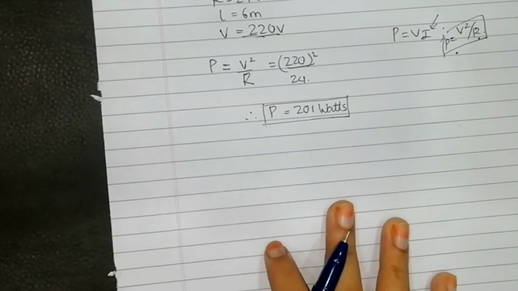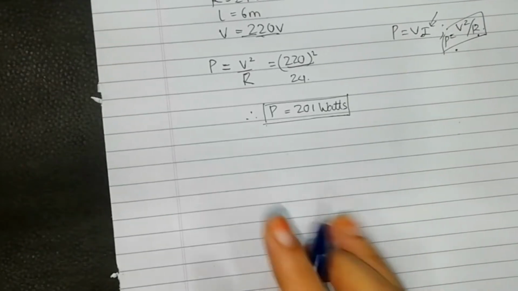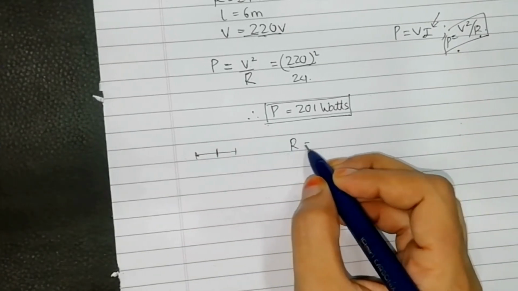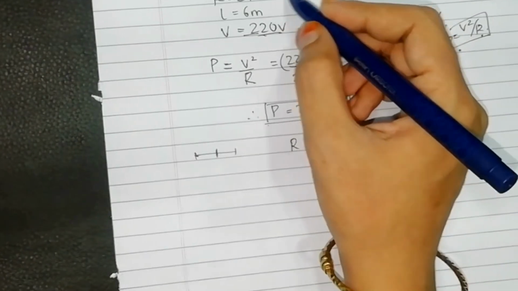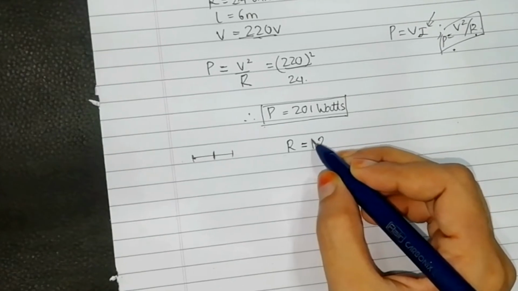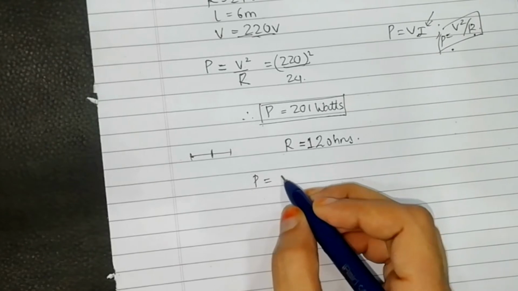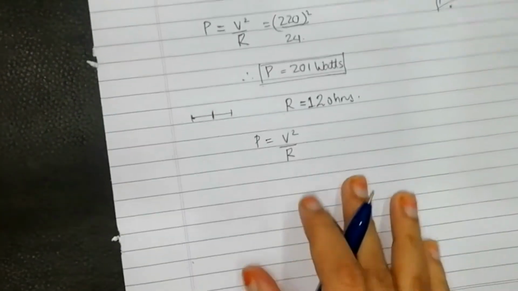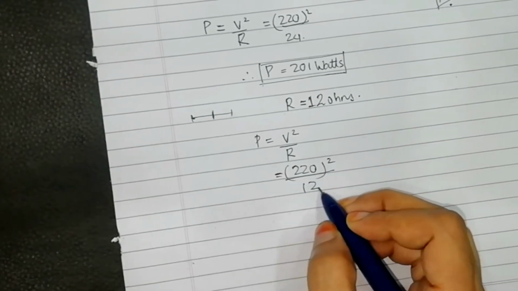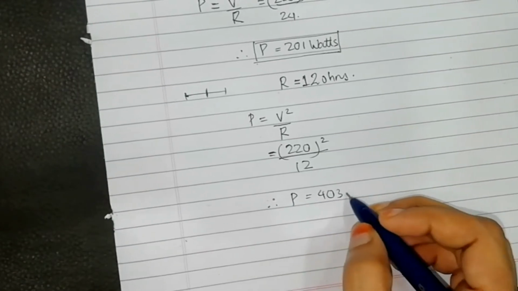Alright, in the next part of the question, we are reducing the length of the wire by cutting it into half. So if the wire is cut into half of its original length, then the resistance value will also drop by half. Here we had 24 ohms resistance, so now the resistance will be 12 ohms only. So again the same process, power is equal to V square upon R. We have voltage as 220 volts upon R is 12. So upon solving this, you will have the power is equal to 403 watts.